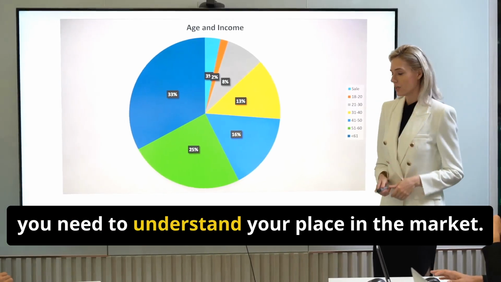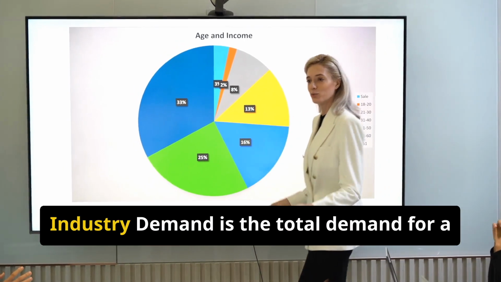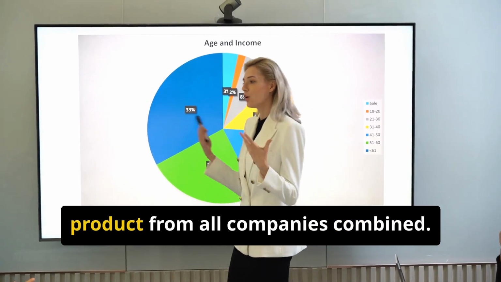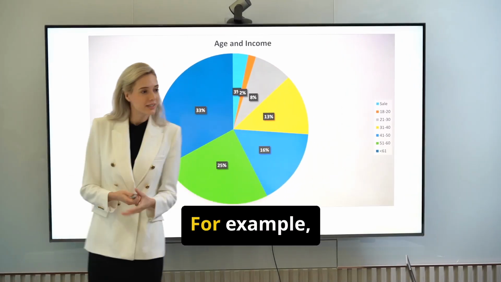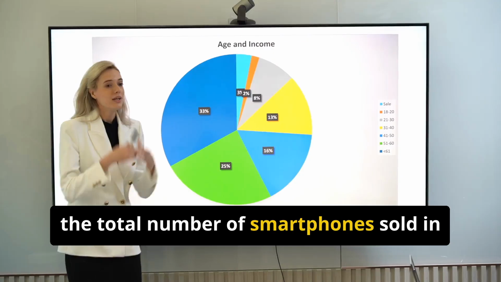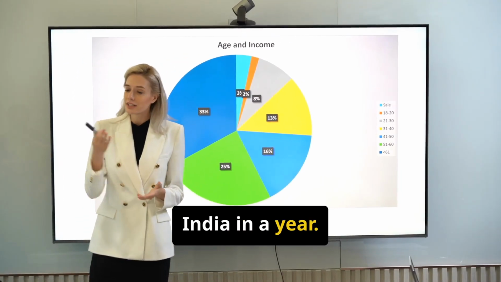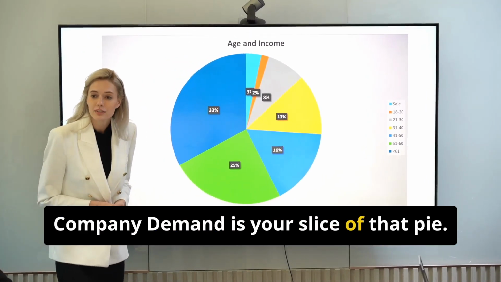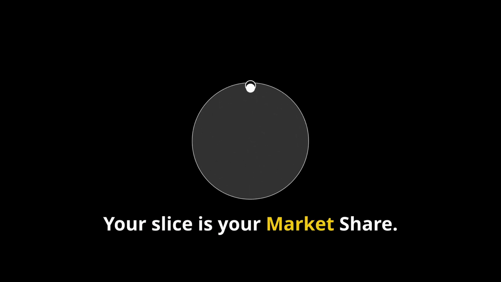Next, you need to understand your place in the market. Industry demand is the total demand for a product from all companies combined. For example, the total number of smartphones sold in India in a year. Company demand is your slice of that pie. Your slice is your market share.